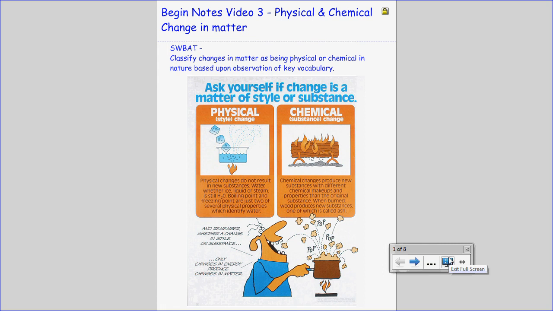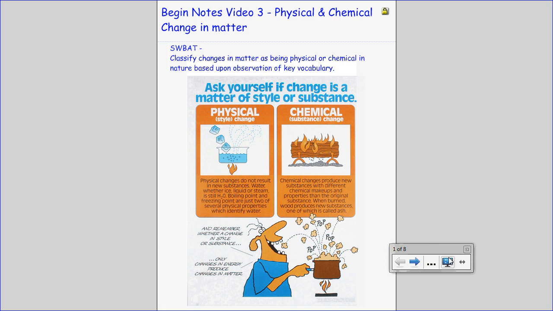Today we're focusing on physical and chemical changes in matter. Students will be able to classify changes in matter as being physical or chemical in nature based upon observation of key vocabulary. So there's key vocabulary terms in this lesson that you're going to be looking for that tell us if we've had a physical change or a chemical change in the matter.